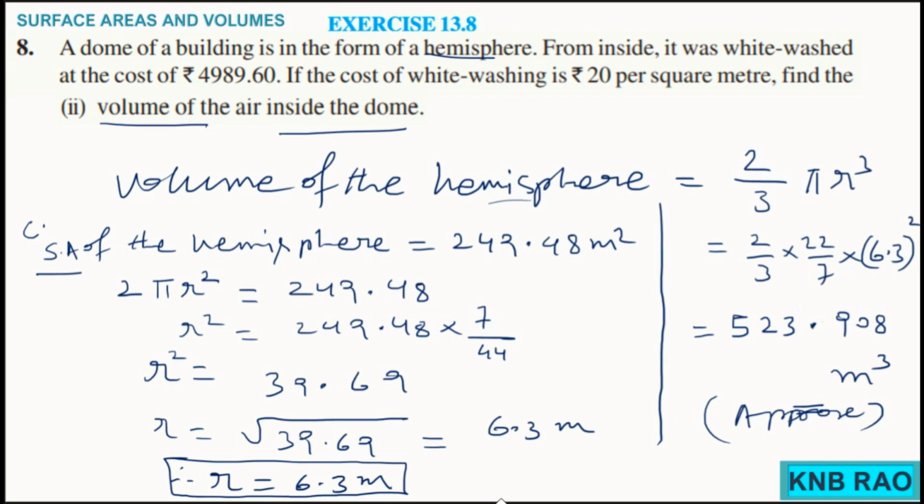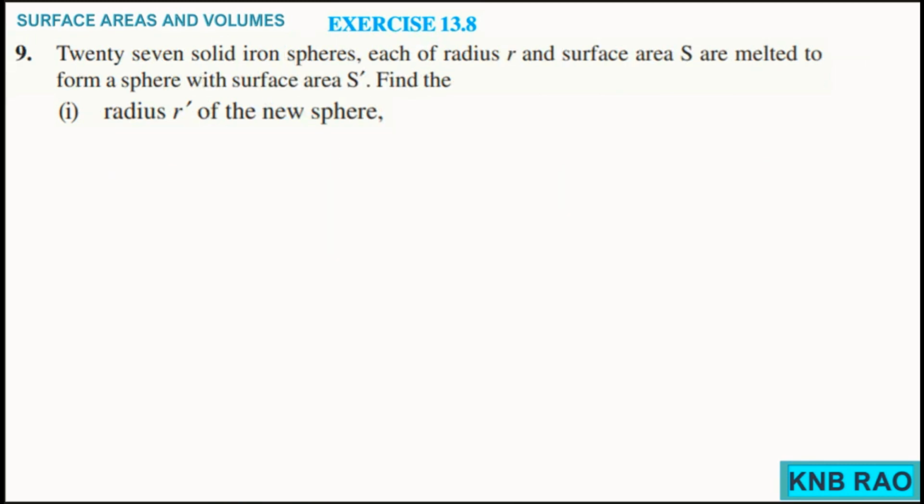So this is how we solve this question. Now we will get into question number 9. Coming to question number 9, here, very important question it is again. 27 solid iron spheres, each of radius r and surface area S, are melted to form a sphere with the surface area S dash. Then find the new radius r dash of that new sphere.